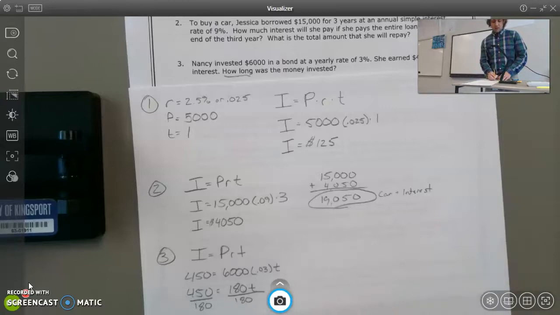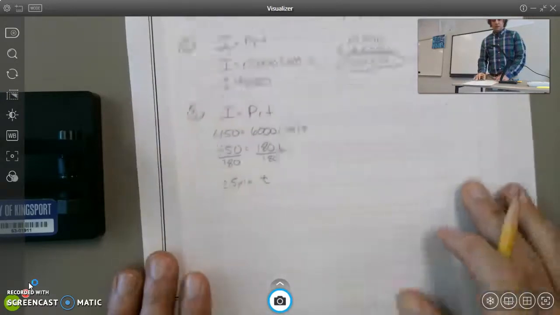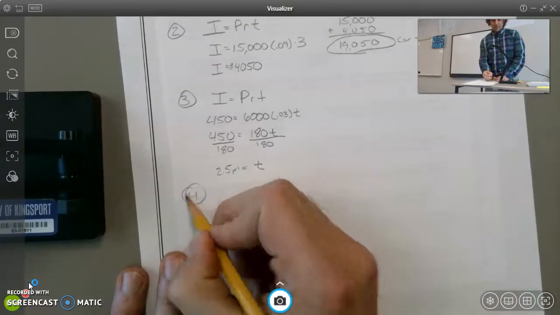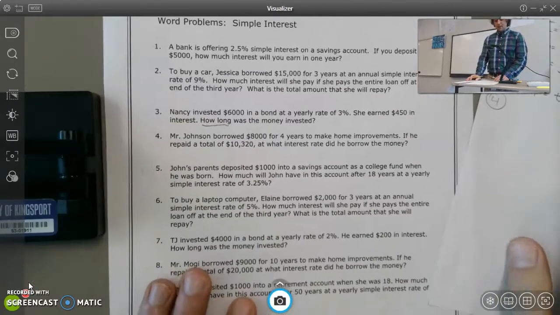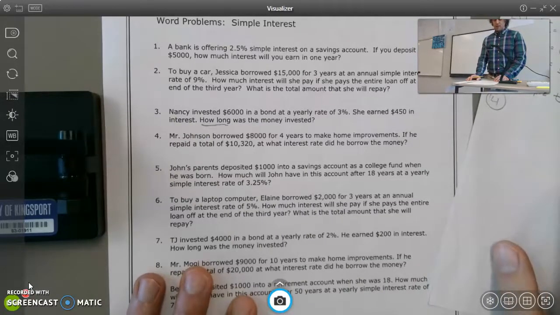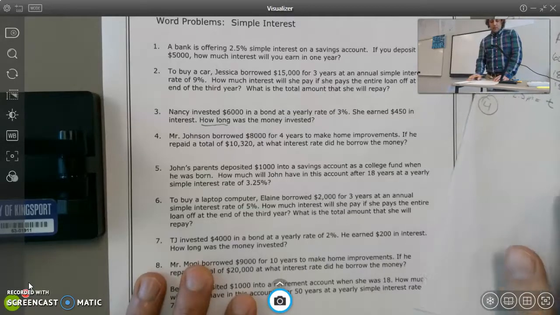That means her amount of money stayed in the bank for 2.5 years. So 2.5 years. All right, number 4. Mr. Johnson borrowed $8,000 for 4 years to make home improvements. If the total he repaid was $10,320, at what interest rate did he borrow the money?